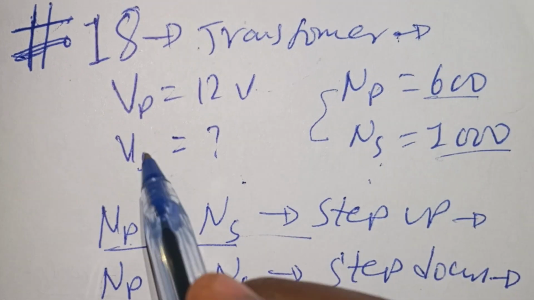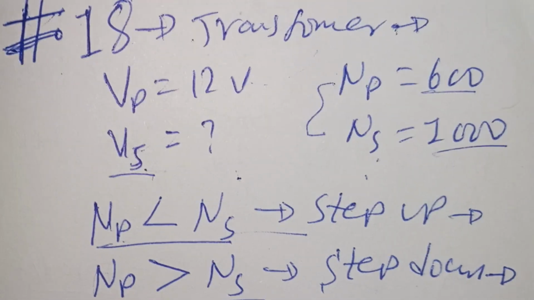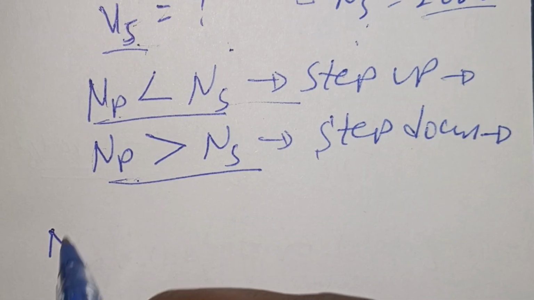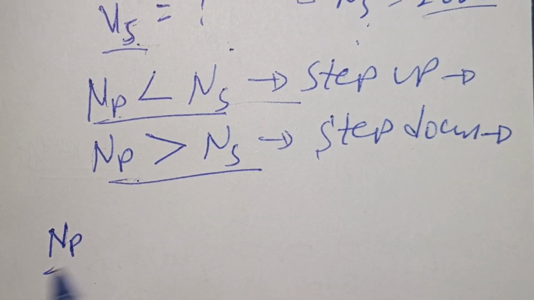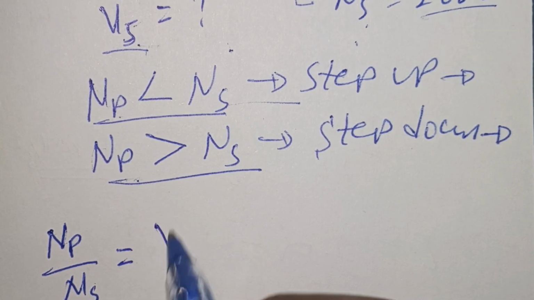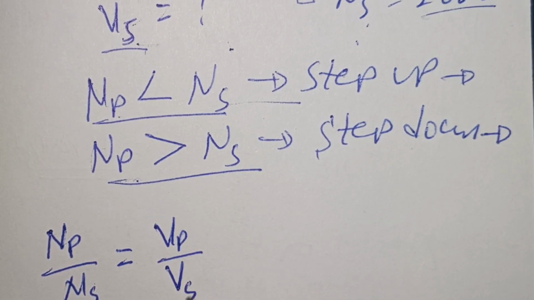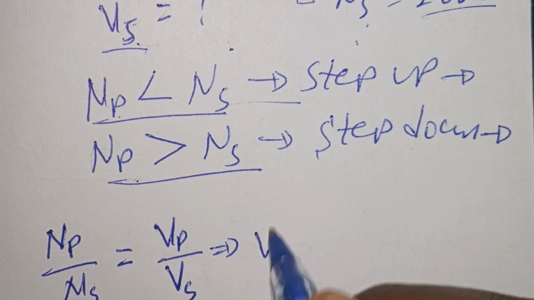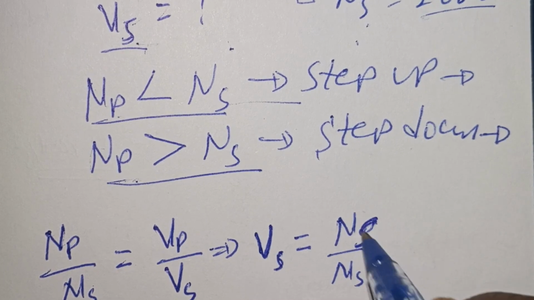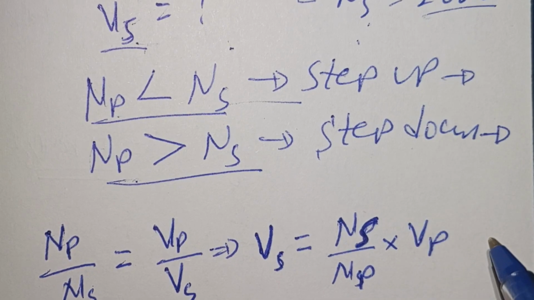To find the amount of the output voltage in the secondary coil, we use the equation called the transformer ratio, which says that the ratio of the primary coil turns to that of the secondary is always equal to the ratio of the primary voltage divided by that of the secondary. So from this equation, Vs is always equal to the ratio of Ns to Np times the voltage of the primary.